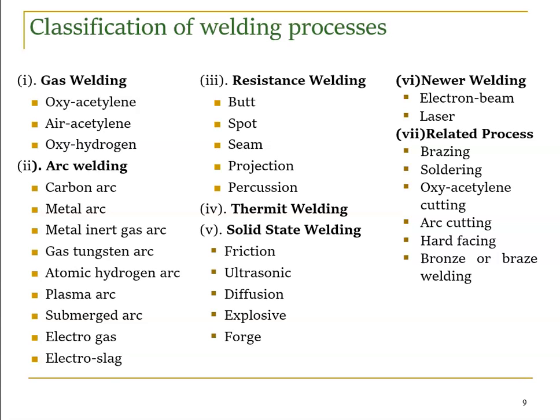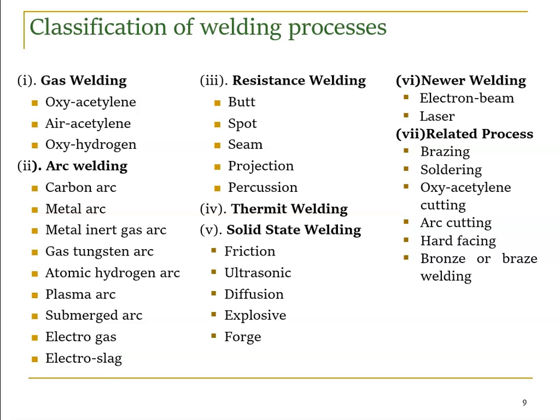If you further classify the 7 topics, one is gas welding, where we have 3 more types: oxy-acetylene, air-acetylene, oxy-hydrogen. If it is arc welding, we have carbon, metal inert gas, tungsten inert gas, atomic hydrogen, plasma, submerged arc, electro gas, and electroslag. These are the categories of arc welding.